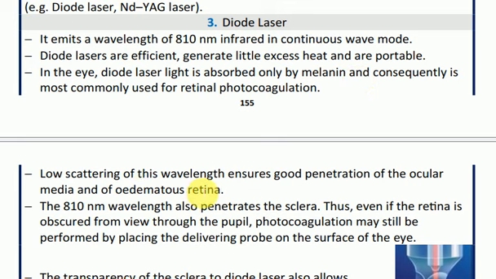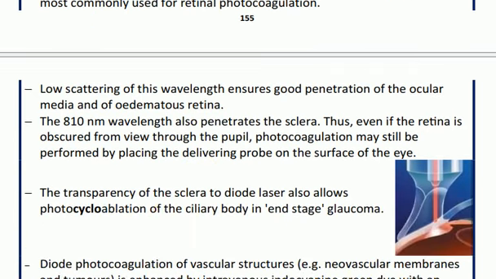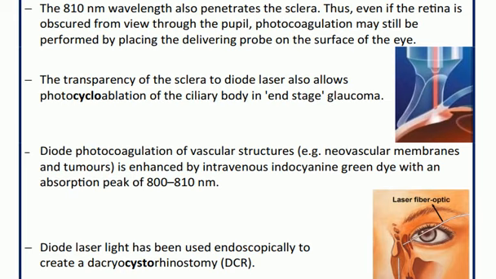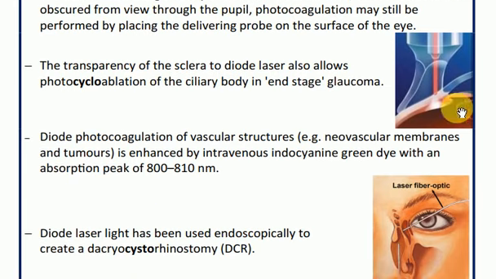Low scattering of this wavelength gives good penetration of the ocular media and edematous retina. The 810 nanometer wavelength also penetrates the sclera. Even if the retina is obscured from view through the pupil, photocoagulation may still be performed by placing the delivering probe on the surface of the eye. Transparency of the sclera to a diode laser also allows photocycloablation of the ciliary body in end stage glaucoma.